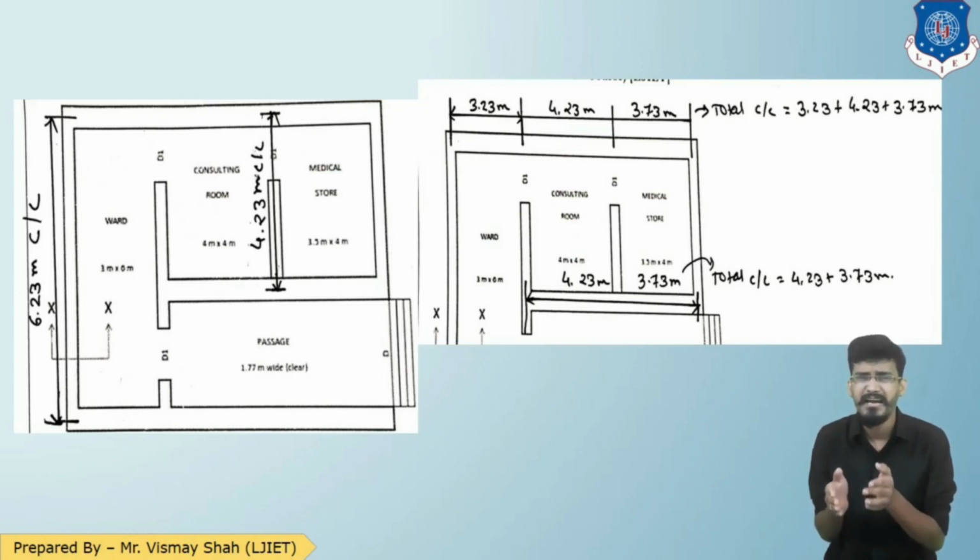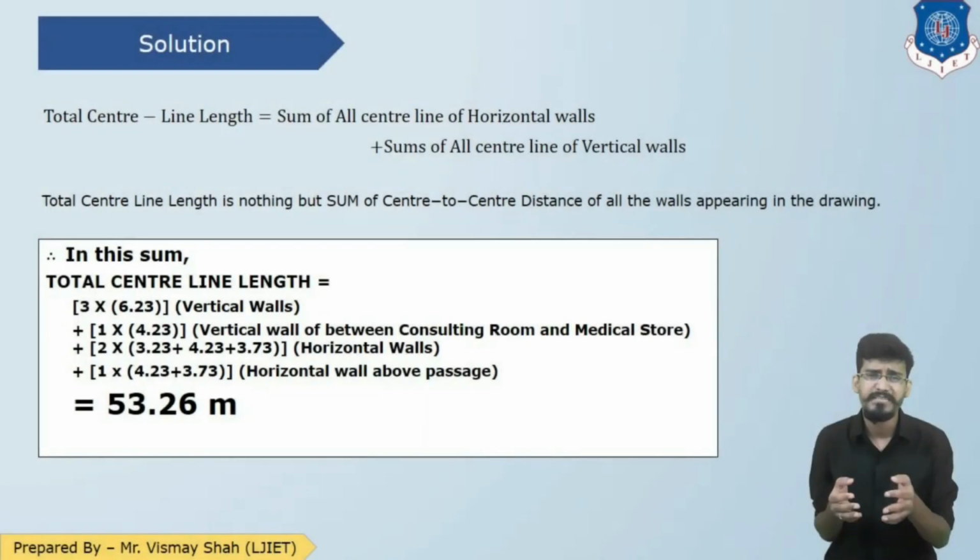So let us write all the center to center distances which we have just discussed. As we have discussed, these are the horizontal center to center distances and the vertical center to center distances. So the total center to center distance we will get as 53.26 meter.